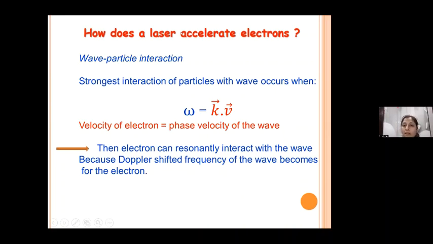So how can the laser, first of all, accelerate the electrons? We can basically understand this with the wave particle interaction. So this equation is applicable over here. We can understand this as the strongest interaction of the charged particles with the wave will occur only when the velocity of the electron is equal to the phase velocity of the wave. If this condition is satisfied, then the electron can resonantly interact with the wave. And in that case, the Doppler shifted frequency of the wave will be equal to that of the electron. So in this case, only the particle can gain energy, and thereafter it may saturate the energy also.